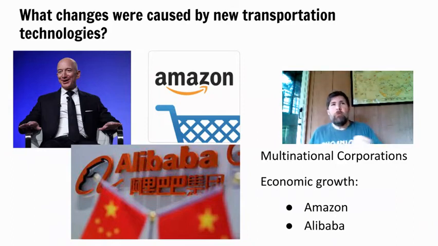Like Jeff Bezos, the richest man in the world who you see pictured here, the CEO of Amazon. And Amazon and Alibaba, which is like the Chinese version of Amazon, are other multinational corporations that make huge amounts of money by selling things using these new transportation technologies, right? Like you can get a lot of stuff pretty fast from Amazon just by going on your cell phone and clicking a few buttons and it'll show up in the mail tomorrow, right? Provided you have the money to pay for it.